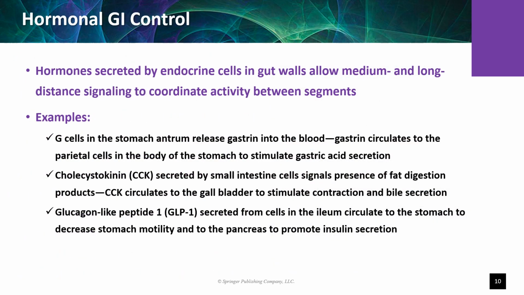Gut hormones allow signaling from one segment of the GI tract to distant segments, the gallbladder, and the pancreas, to coordinate response in successive phases of meal digestion and absorption.